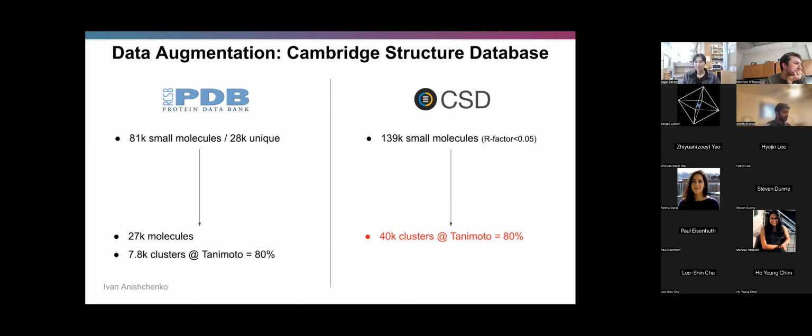We don't really expect this to give us a great improvement, but the idea is that you regularize against overfitting on features that are only present in molecules in the PDB.